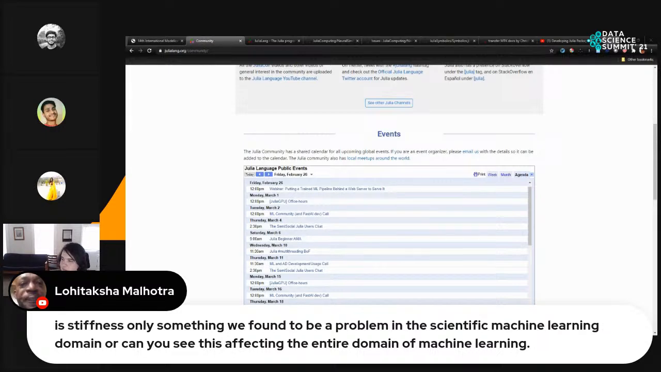Is stiffness only something we found to be a problem in the scientific machine learning domain, or can you see this affecting the entire domain of machine learning?